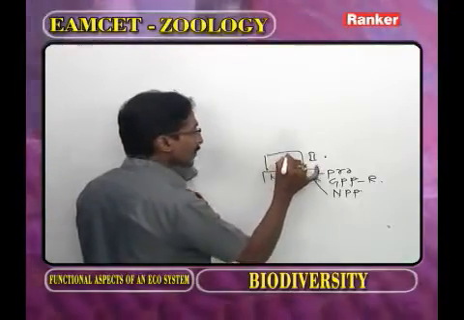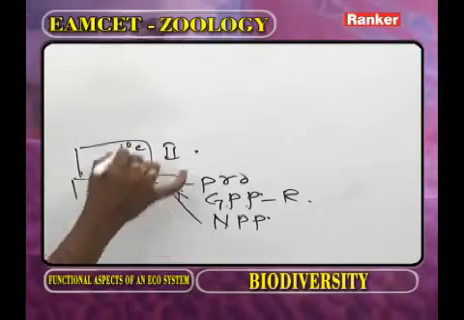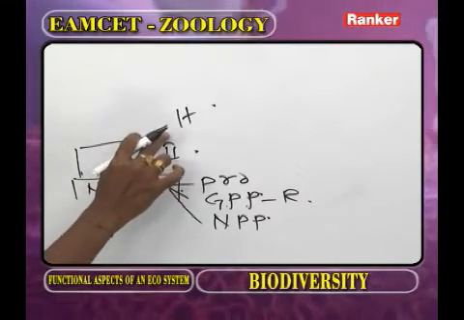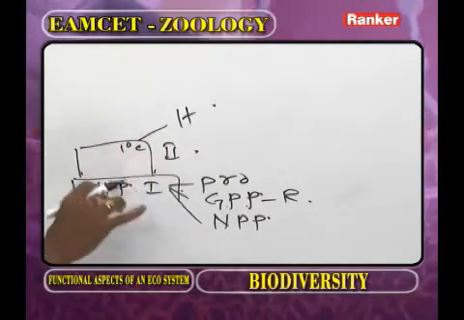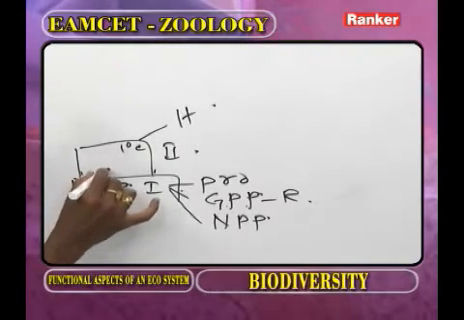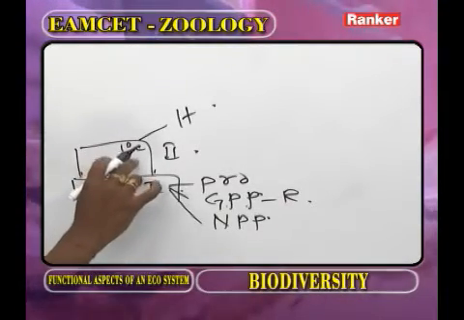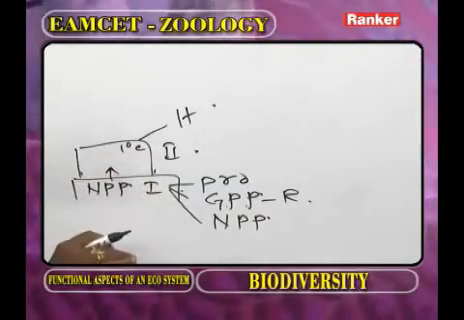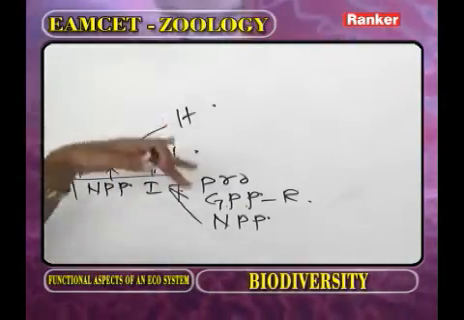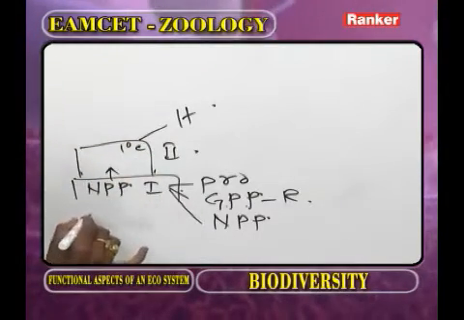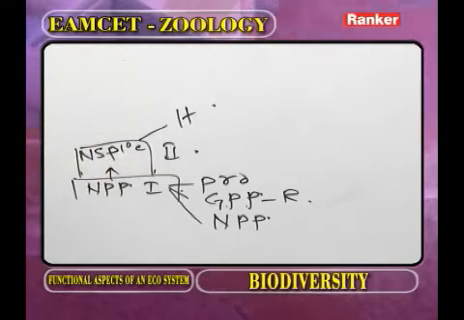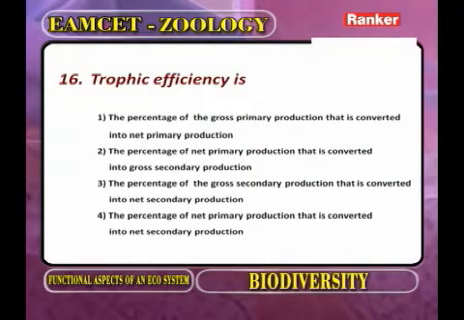In the second trophic level, what is present? Primary consumers. What is the other name of primary consumers? Herbivores. Now in the second trophic level, the herbivores eat, or ingest, what type of productivity? The NPP. Now the herbivore eats NPP, and in the herbivore body, such NPP is finally converted into net secondary productivity. Now here, what is the trophic efficiency?